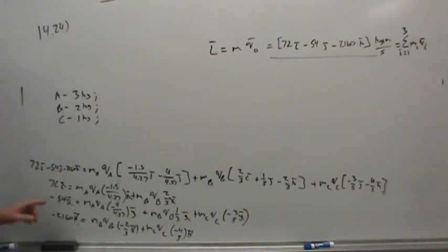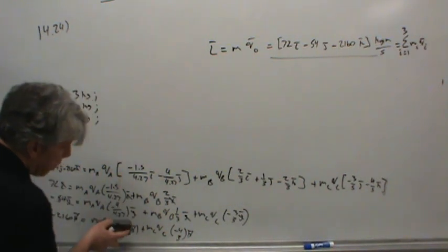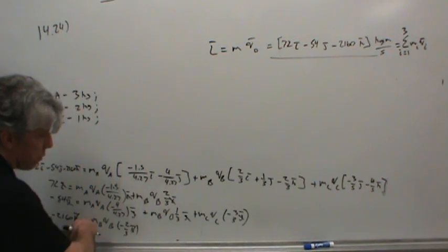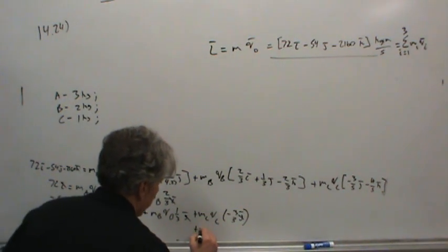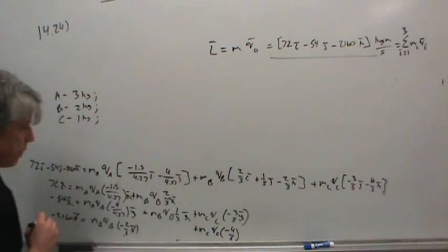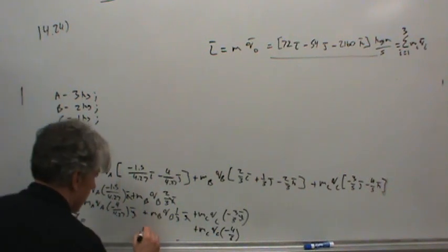Let's see, where shall we begin? We've got mass of B here, mass of B there, mass of A and C. Any way to add these and make our lives easy? Let me move this over. Mass of C, velocity of C, negative 4/5. I'm going to move that. All I need to do is remember negative 4/5. And then I want to move the mass of B, velocity of B, negative 2/3.